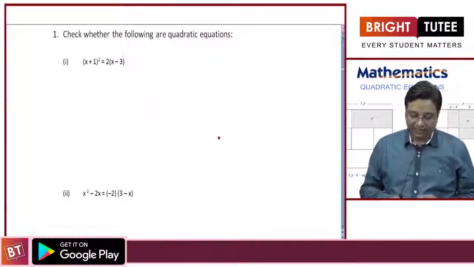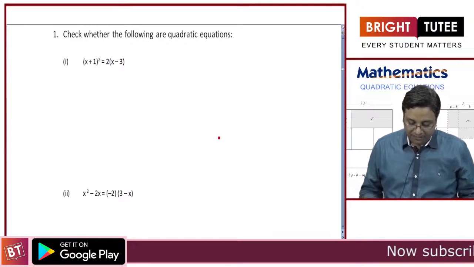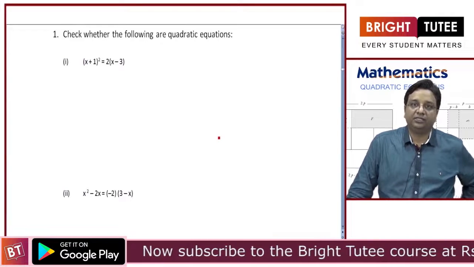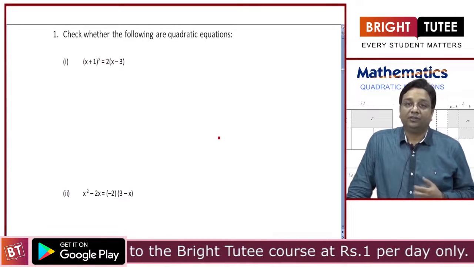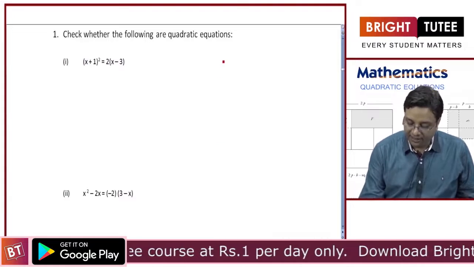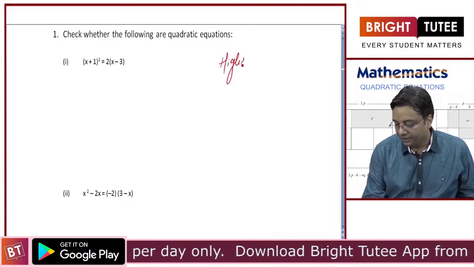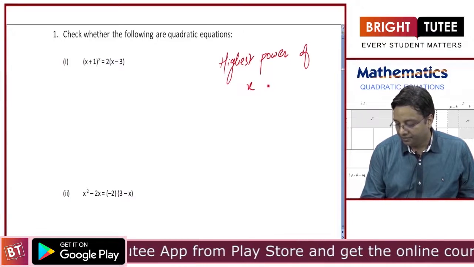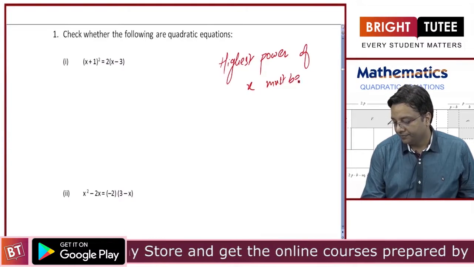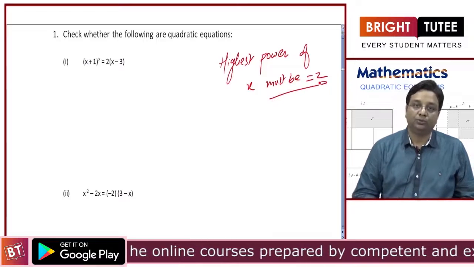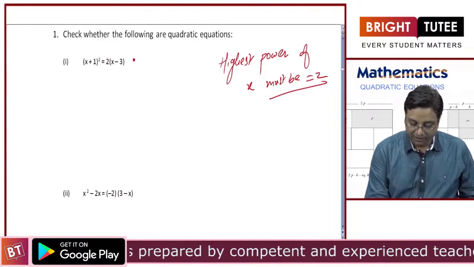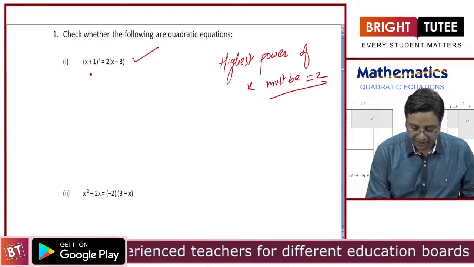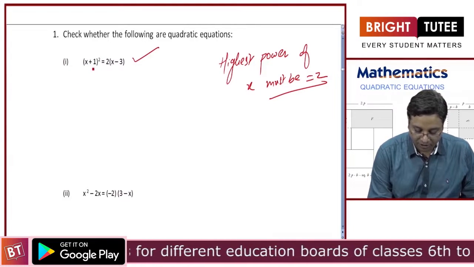Let us do these exercises, which seem really simple, because we just need to check whether these are quadratic equations or not. So what we are looking for here is that the highest power of x must be equal to 2, right? So let's look at this one. It is quite obvious that it is a quadratic. Let's solve it and show it to you.